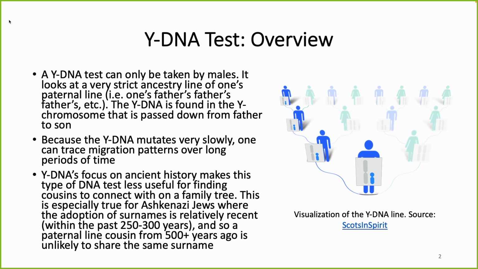And it's especially true for Ashkenazi Jews because the adoption of surnames in Ashkenazi Jewry, for the most part, only took place in the last 250, 300 years. Oftentimes, when we're talking about Y-DNA, you're not going to find relatives closer than 500 years ago. And so, as we'll see in this presentation, there are a lot of different surnames that all share a common ancestor, and the reason for that is they all trace back before the advent of surnames, and so it's hard to find cousins with the same surname through Y-DNA testing.